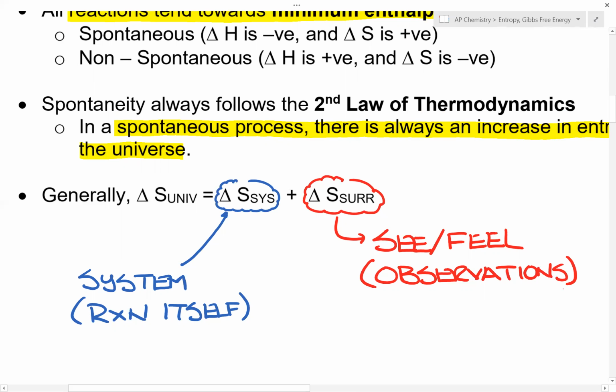Okay? Now, when we combine the two, we're able to figure out the entropy of the system, or of the universe, sorry. Okay?